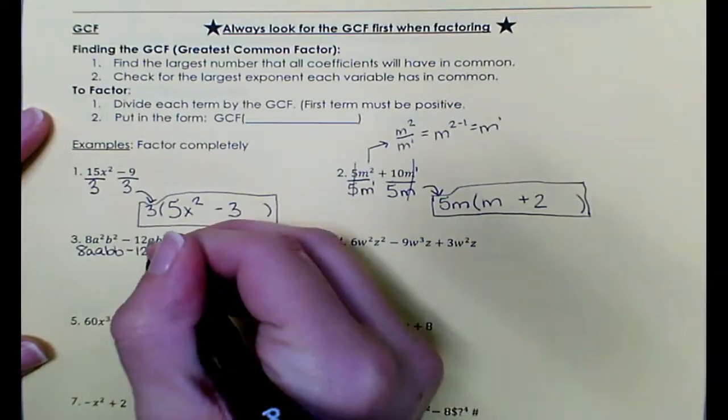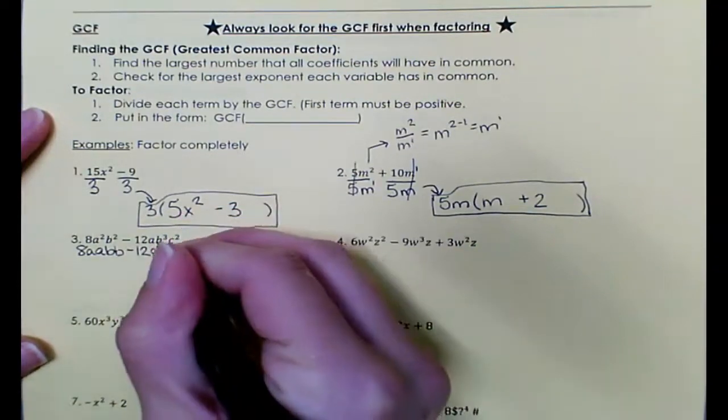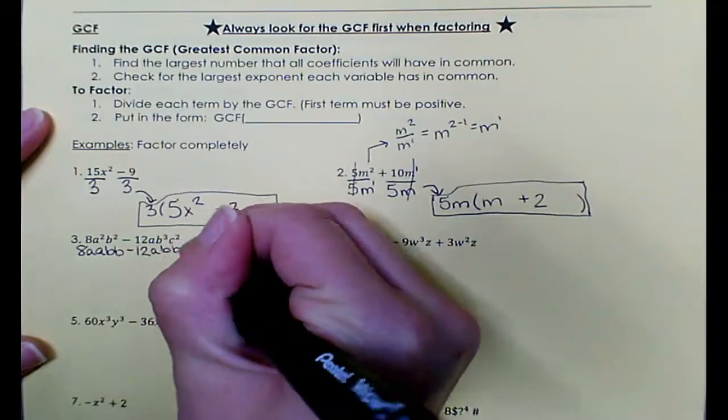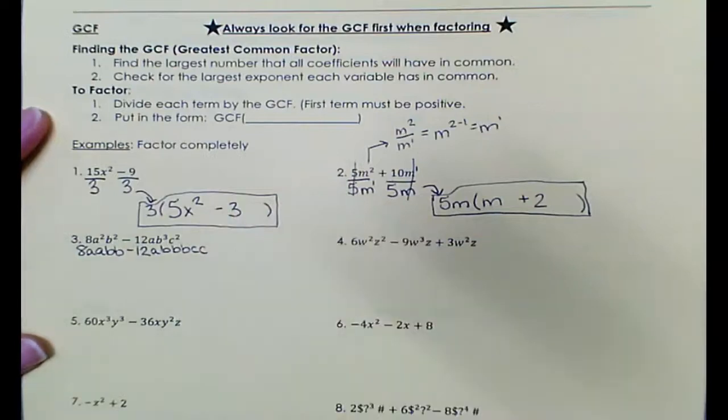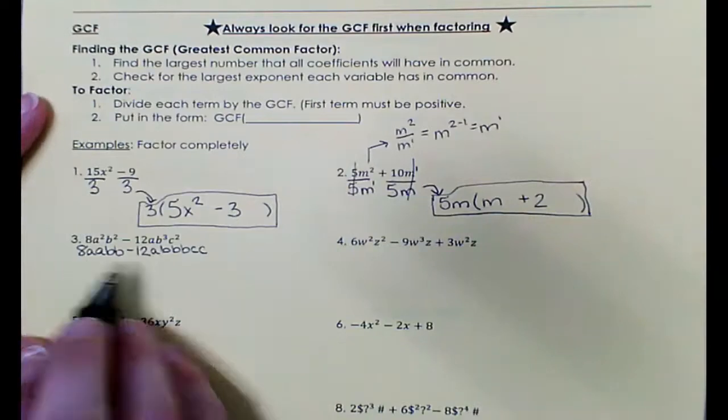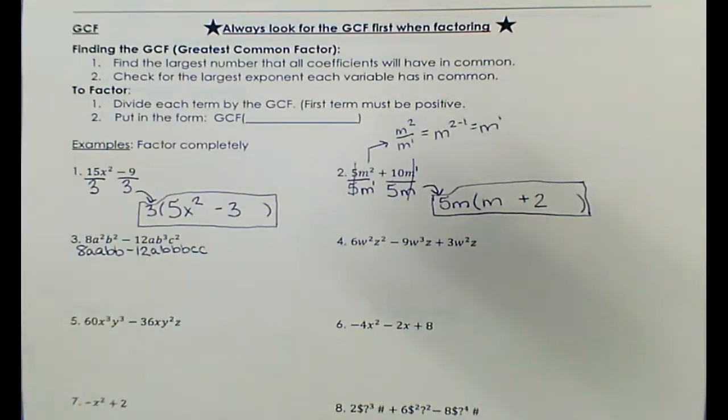Minus 12 times A times B cubed, which means B times itself 3 times, times C squared. So times C times C. So there's that second term expanded. Now when we talk about GCFs, what we're trying to do is take out the common things, the most common things that you can take out. So I know that 8 and 12 are divisible by a lot of things. They're divisible by 2, but an even larger number that they're both divisible by is 4. So that's going to be part of our GCF.